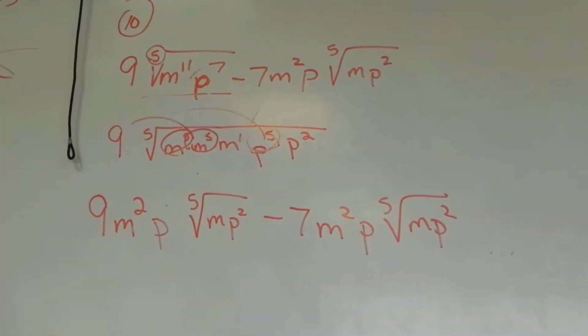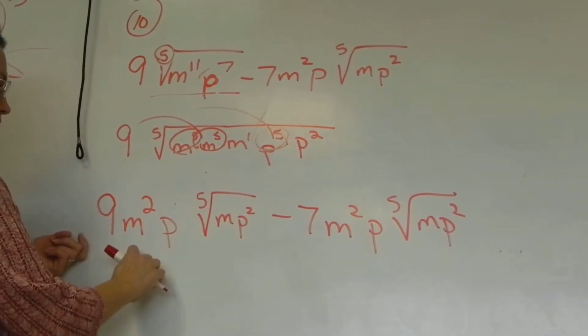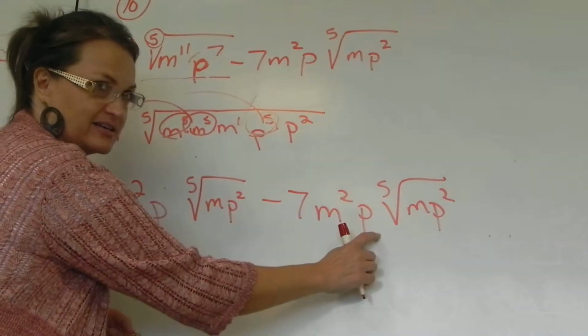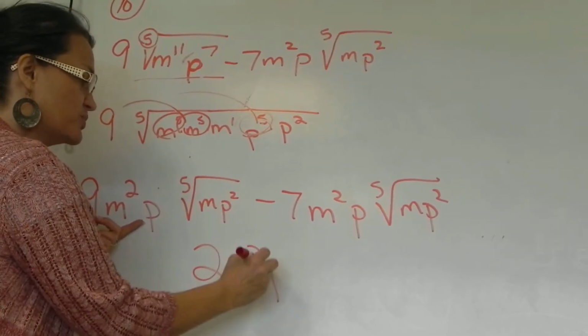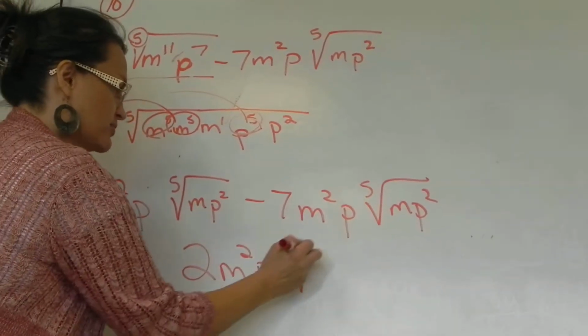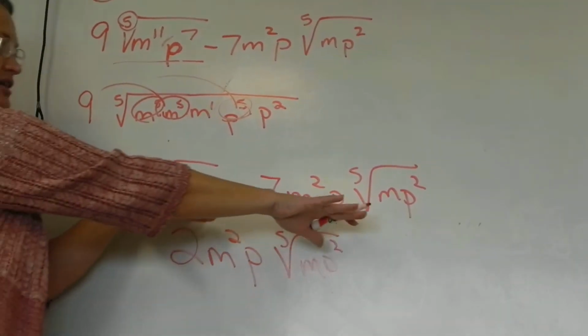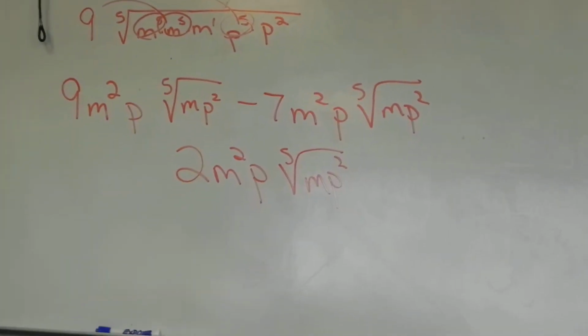So if you have matching radicals, you can add or subtract those. So we have 9m squared p minus 7m squared p. Those are alike. So we can subtract and say we have 2m squared p of that radical. It's just combining like terms. These were exactly like terms, and we were able to combine those.